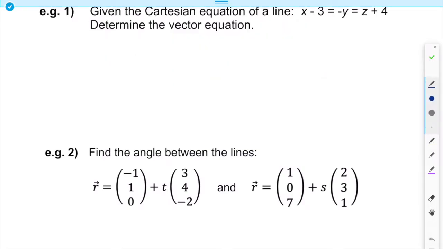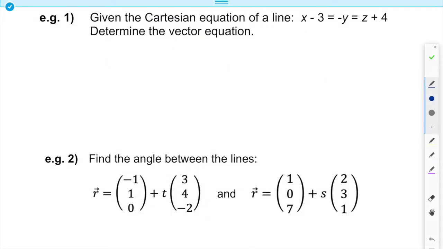Example 1. Given the Cartesian equation of a line x minus 3 equals negative y equals z plus 4, we want to determine the vector equation. So the first thing is we can turn this back into parametric form. I can put back lambda equals x minus 3 equals negative y equals z plus 4. So imagine you're working with a pair of these equations at a time.